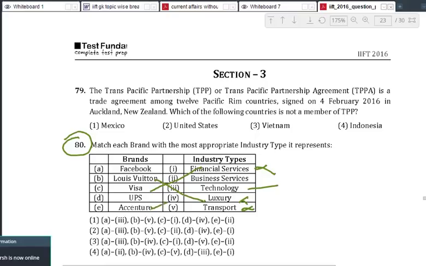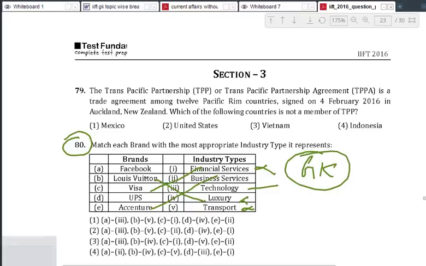Accenture then becomes business services. So you can use elimination and arrive at the answer. Now, do you think you need GK for this kind of thing? I mean, do you need to know that Visa is not a financial service, something which is so common and so conspicuous in your daily life? So, do you think you need preparation for this kind of thing?